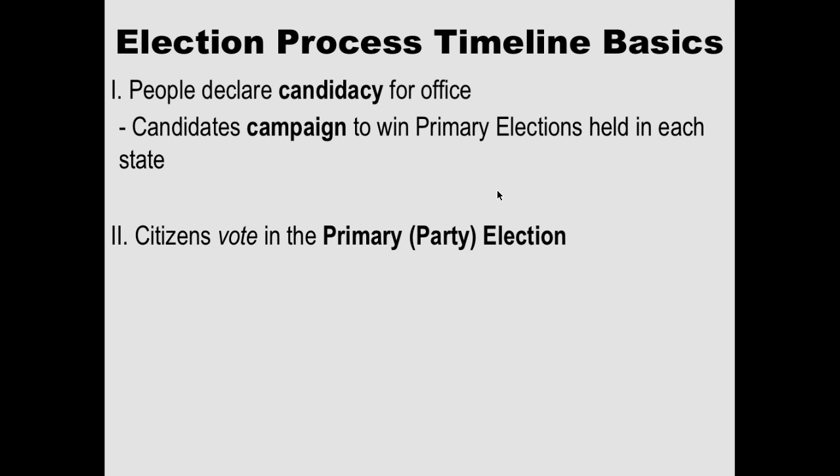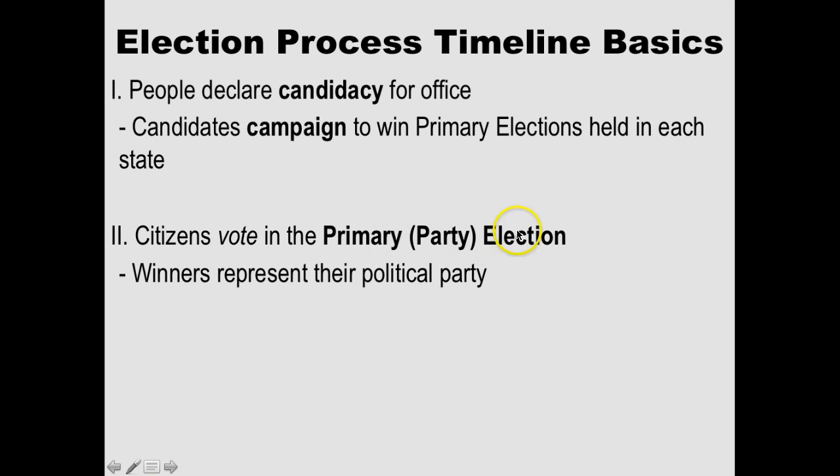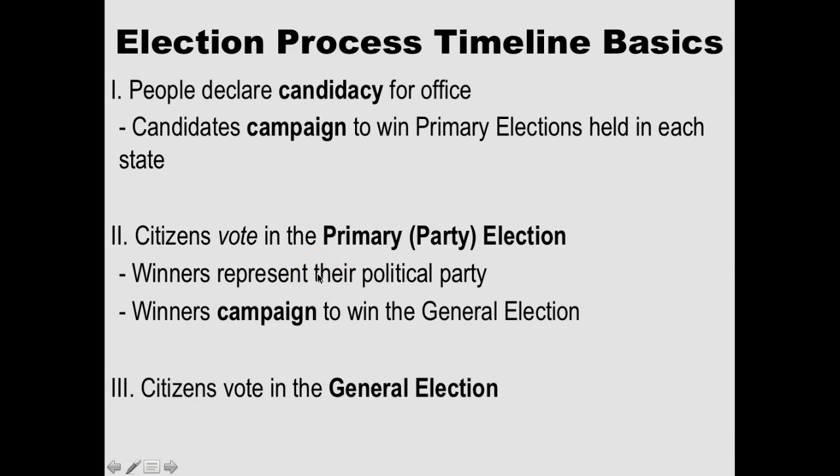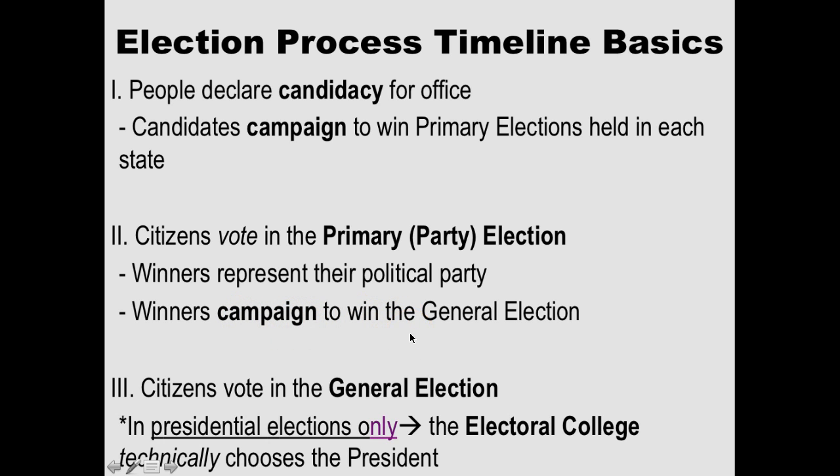Second thing that happens, citizens go out and vote in the primary, or what I like to call party elections. And the idea here is that the winners of the primaries, the party elections, will be representing their political party in the final election, the general election. And so before you get to the general election, winners of each party's primary go around and campaign against each other. And then finally, in the general, we determine who actually wins that political seat.